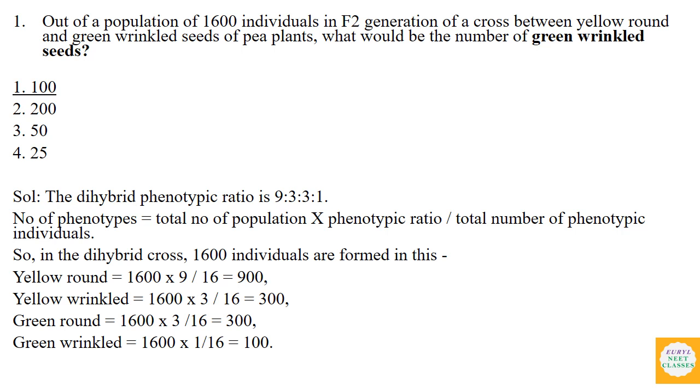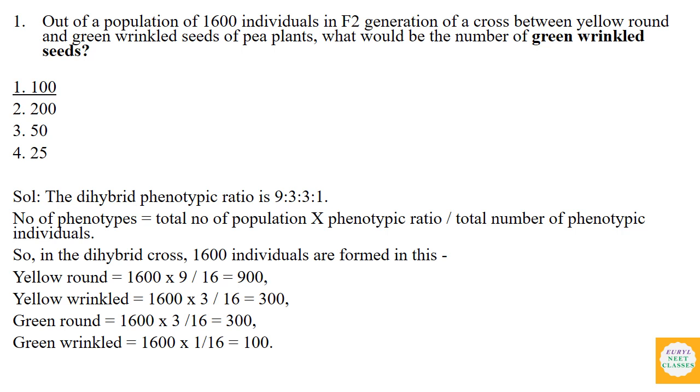Before that, you should have an idea about what is 9, what is 3, what is the other 3 and what is 1. Got it? If you see in your NCERT, you have a rhomboid shaped diagram. When you observe that carefully, you will get these ratios. The 9 are nothing but yellow round seeds. The first 3 are yellow wrinkled. The second 3 are green round. The last one is green wrinkled.